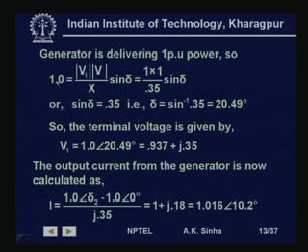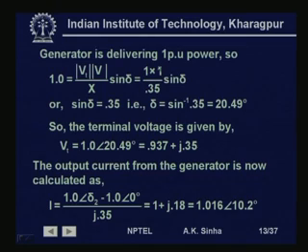So, Pe in per unit is equal to Vt into V by X into sine delta. Here Vt, that is the terminal voltage of the generator, is given as 1 per unit. The infinite bus voltage is also 1 per unit, and the transfer reactance between the terminal of the generator and the infinite bus is 0.35 per unit. So, we have 1 = 1 into 1 by 0.35 into sine delta, from which we can calculate delta = 20.49 degrees.